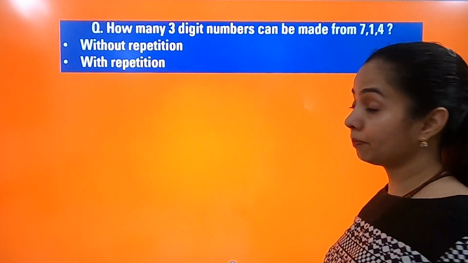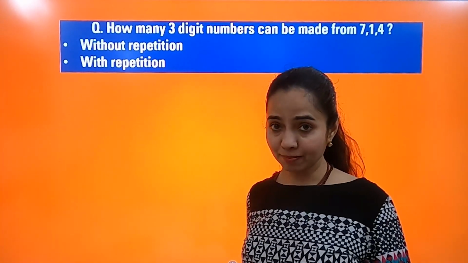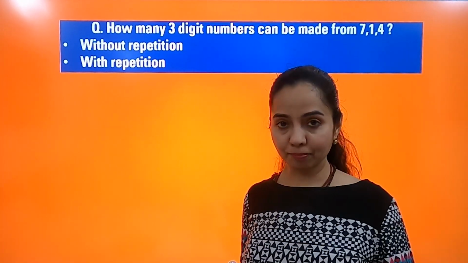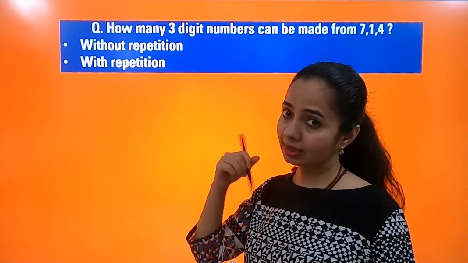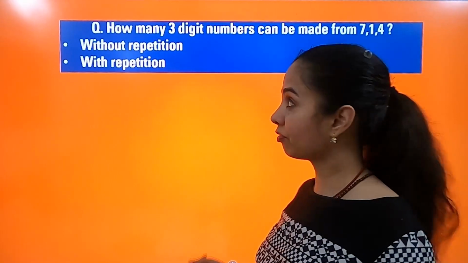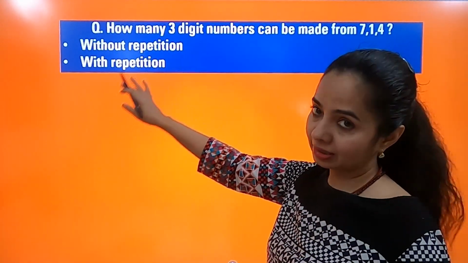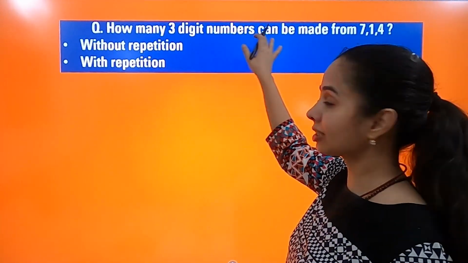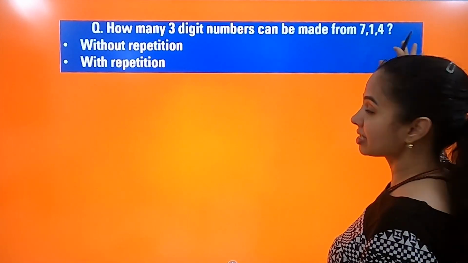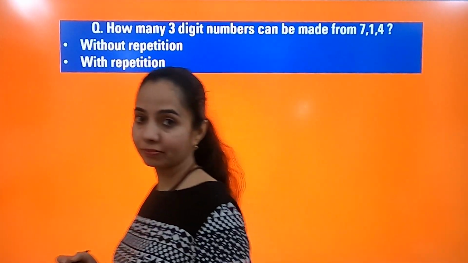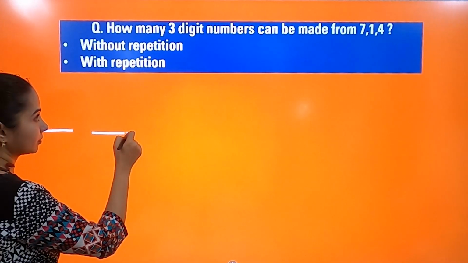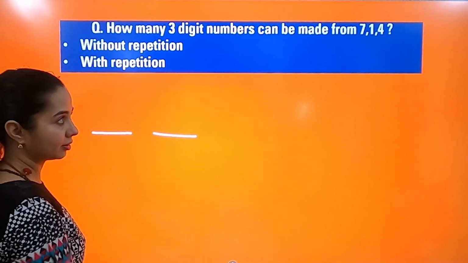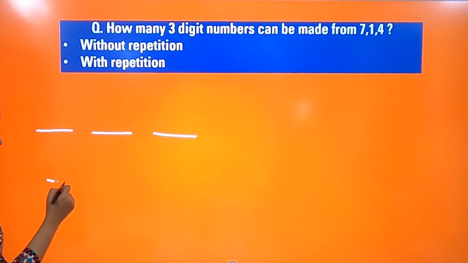To have a better grasp of the concept, we will take another example with 3 digits. Okay, this time the number that has to be formed shall be of 3 digits. How many 3-digit numbers can be made from 714? So the number is of 3 digits. And the options which we have are again 3.